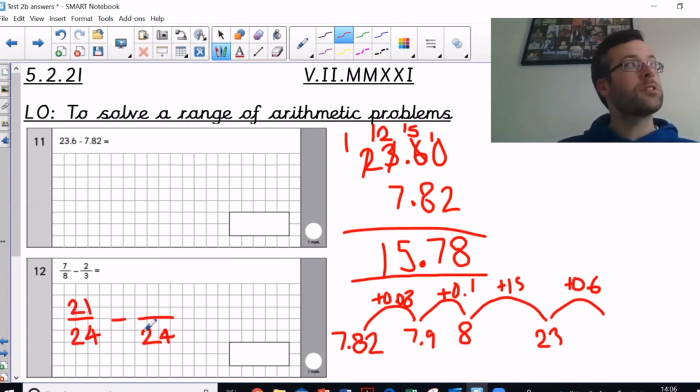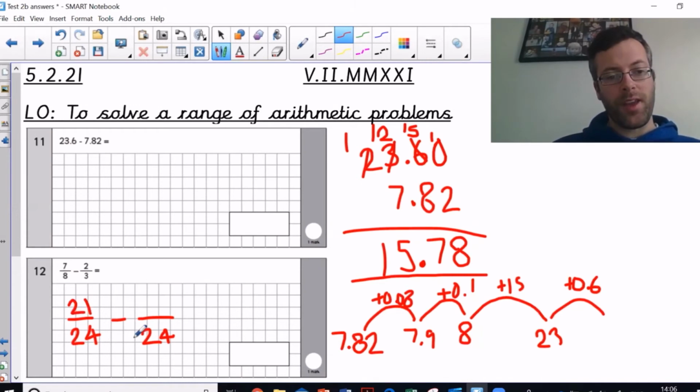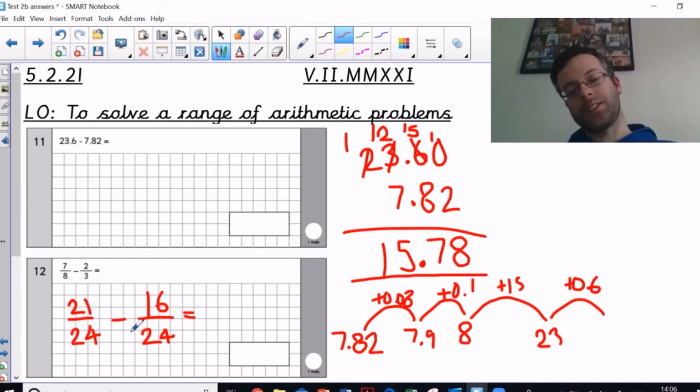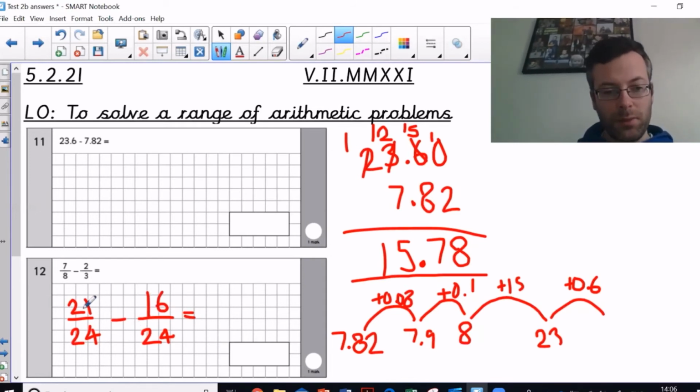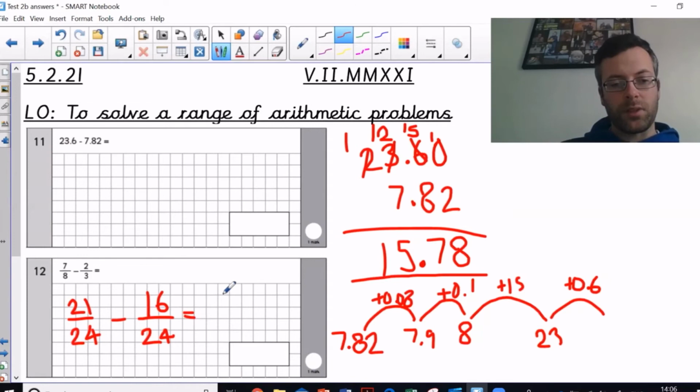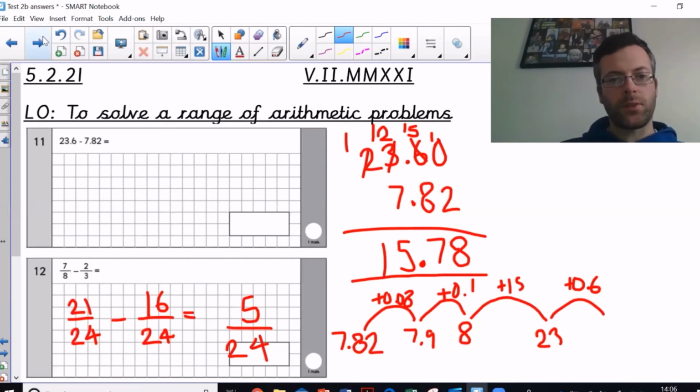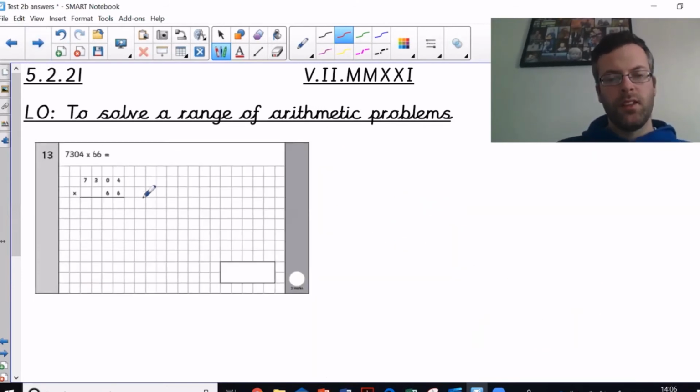To get from that 3 to 24, I've multiplied it by 8. So I need to multiply that by 8, so that's going to be 16. So 21 24ths take away 16 24ths will take away 10, will get me to 11. Take away another 6 will get me to 5 24ths. Okay, next question. Another big horrible one.